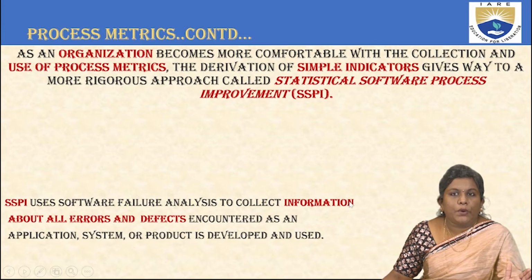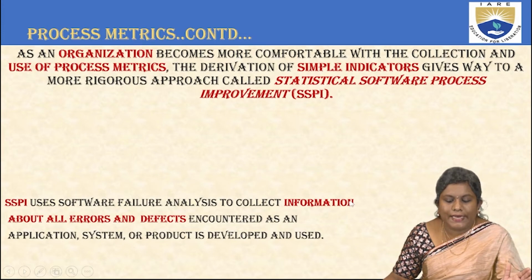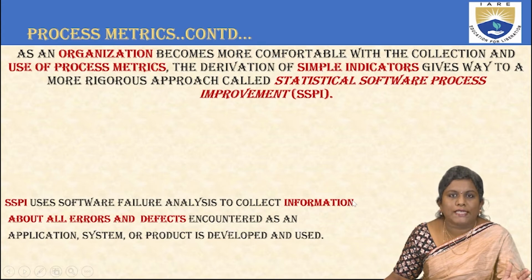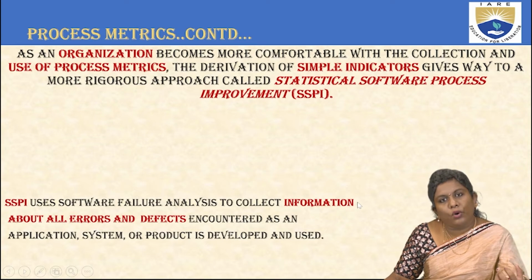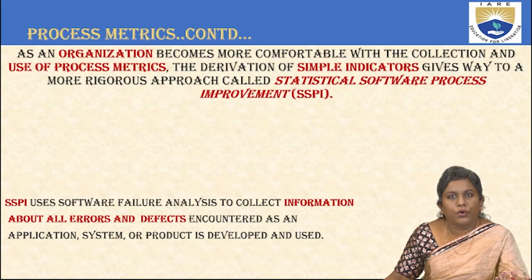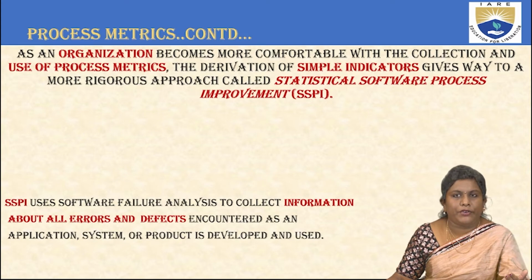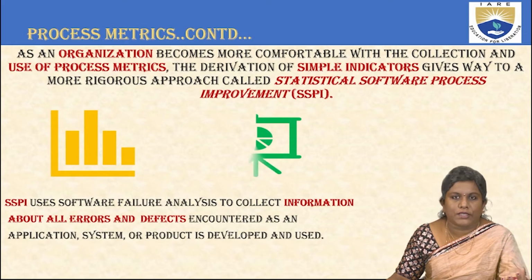Next, here we are talking about SSPI, which is elaborated as Statistical Software Process Improvement. What is this trying to do? As an organization becomes comfortable with the collection and use of process metrics, that is, every process has its own way of executing cost estimation, trying to know the lines of code, all these things, right? So for an organization, they have their own process metrics and they can be improved rigorously, or they can be involved in a rigorous approach called SSPI, that is Statistical Software Process Improvement, right?